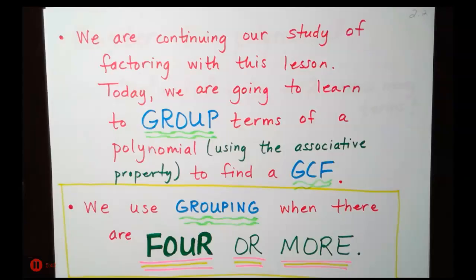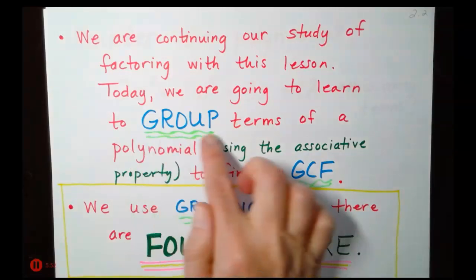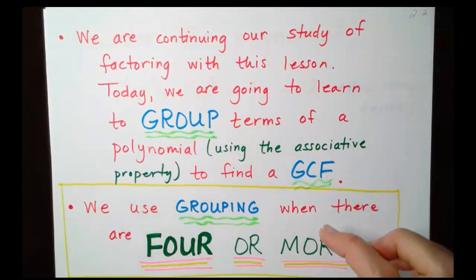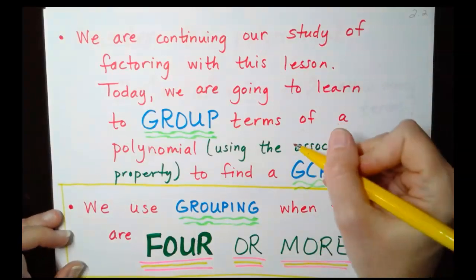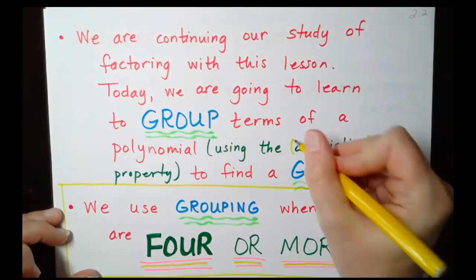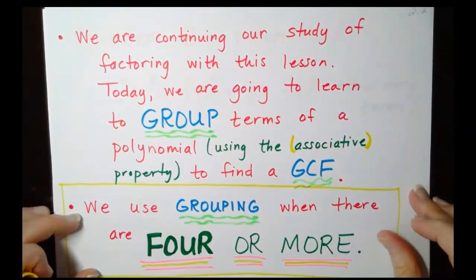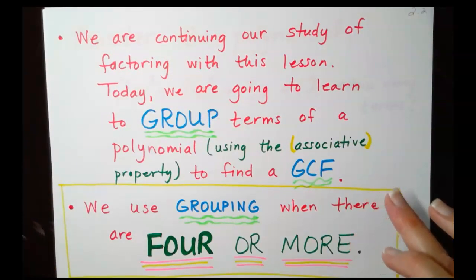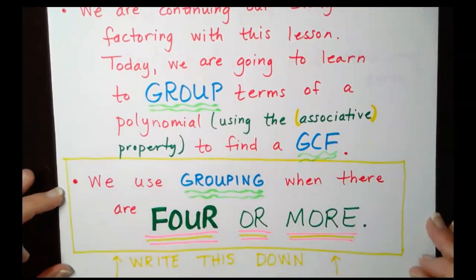So in the continuation of this lesson, we're still talking about factoring. And remember, factors are what we get when we divide. So today we're going to learn how to group terms of a polynomial. And yes, we're going to be using the associative property. Remember, the associative property has everything to do with parentheses, where we're going to be grouping things together in order to find a GCF. So please write down this next sentence.